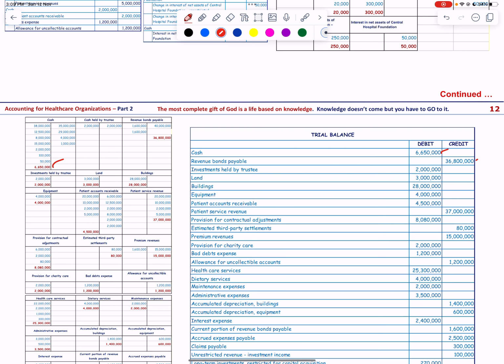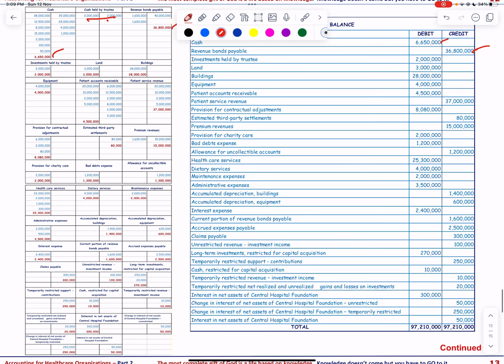All the balances for the T accounts are recorded over here, and these are the T accounts. You can see we have cash, there is no balance for cash held, but then there is revenue, bonds payable 36,800, and you know that when we prepare the trial balance, the total of debit must be equal to the credit. That is a mathematical verification of our answer.